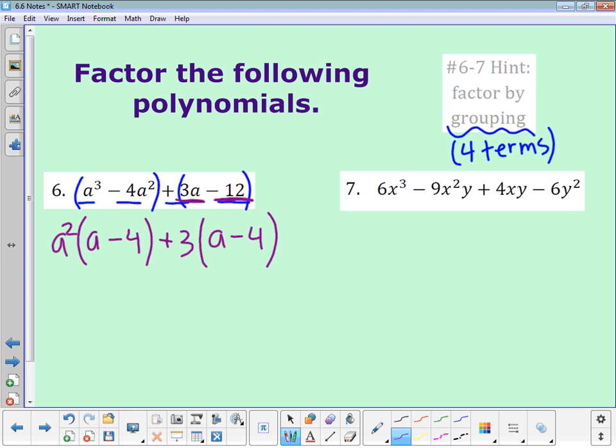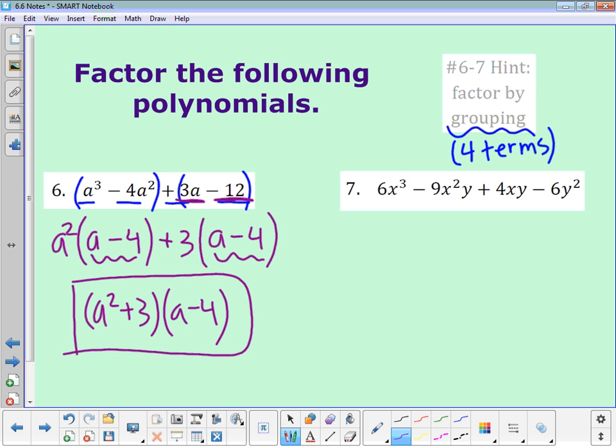Okay, now the way we know we've done this right is that your insides should match, and they do. I have a minus 4 and a minus 4. So my factored form here is a squared plus 3 and a minus 4. Okay, a squared plus 3 and a minus 4.